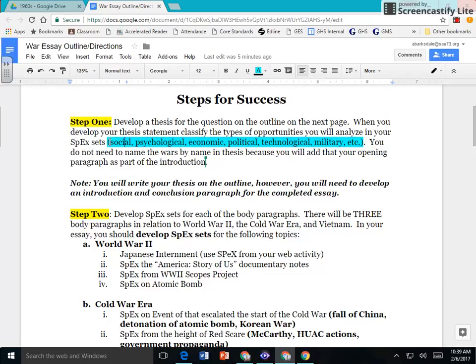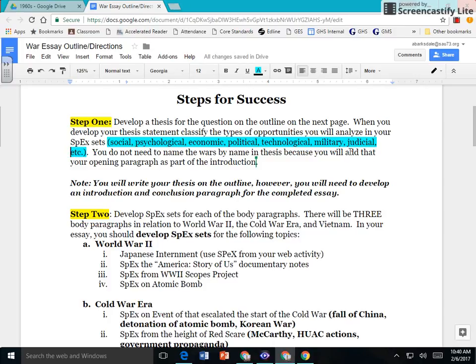As a reminder for definitions, social would have to do with things such as class, race, or gender. Psychological has to do with the way that events impacted people's mental states or feelings. Economic usually has to do with some impact on financial circumstances or money. Political has to do with government, entities, laws being passed, etc. Technological would be anything dealing with technology and advancements, thinking about the atomic bomb. Military would be practices with the military, soldiers, etc. You could also add in the word judicial, which I know we looked at when we thought about Cold War era impacts on cases like Dennis versus the United States and elements like that.